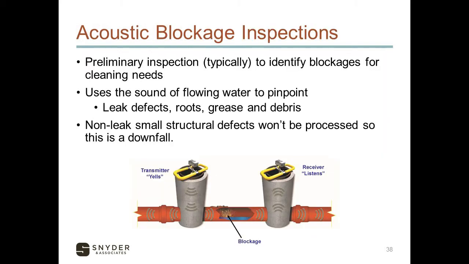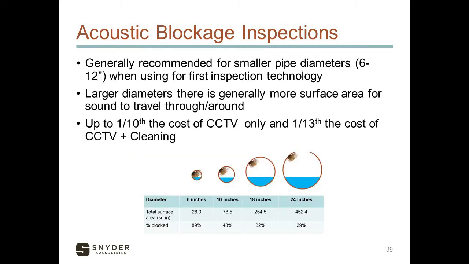Acoustic blockage inspection is typically a preliminary type assessment. It's not giving us a full condition. It's identifying leaks and blockage locations. It's using the sound of water to pinpoint defects that are related to I&I, water entering the system, roots and grease and debris. Really, the non-leak structural defects won't be processed, which is kind of a downfall. But again, this is a preliminary type inspection that could maybe be used to identify cleaning needs or where you could start with a more in-depth type of assessment. I guess generally limited to the smaller diameter is kind of the benefits of this type of inspection.